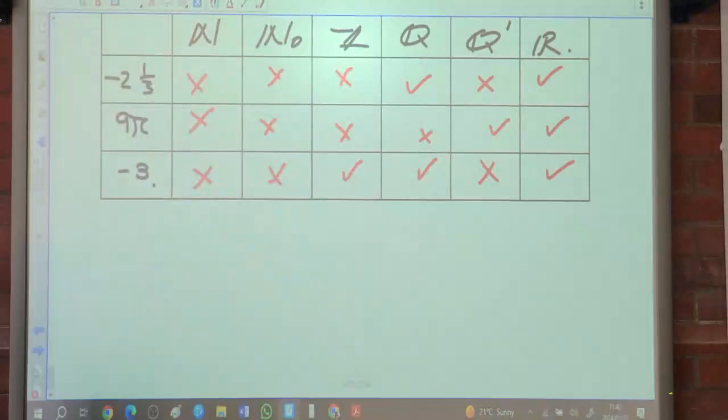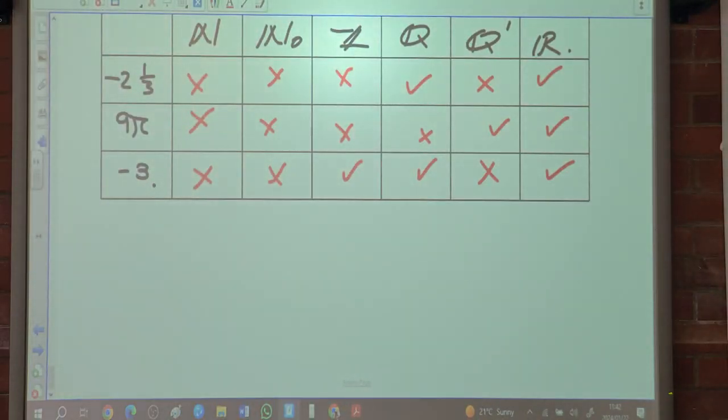So that basically brings us to the end of our first chapter, which is real numbers.